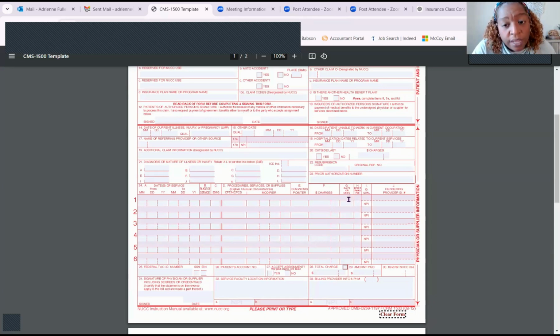And then how many units? It's really important that you know whether the code you use here is a time-based unit or is untimed. So if it's timed, it's going to be billed in 15-minute increments, which are called units.